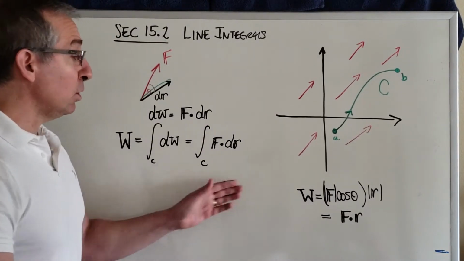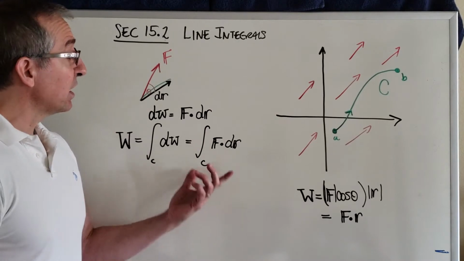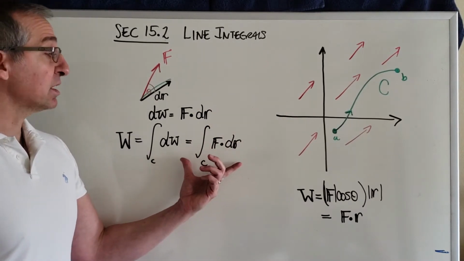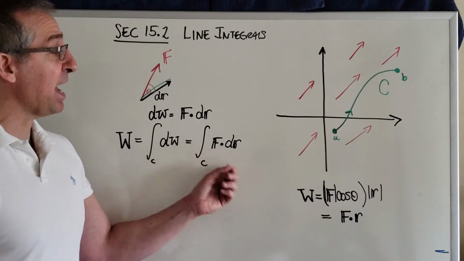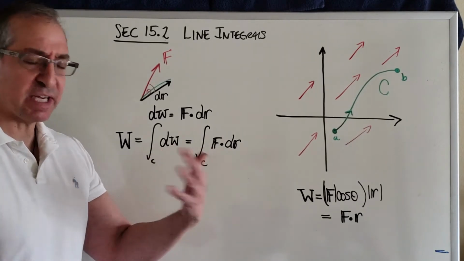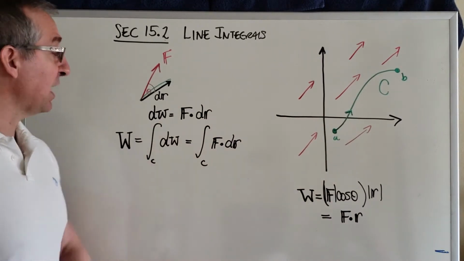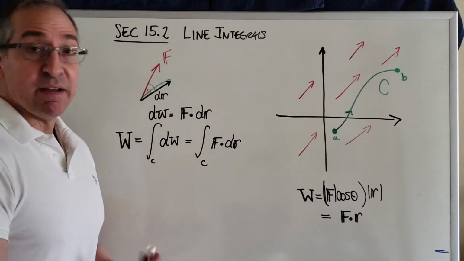We'll see other ones to be sure, but this right here, in the context of this problem, represents the work done by the vector field moving an object, particle, whatever, along that curve situated in the vector field. Okay, here's something else you might find interesting as well.